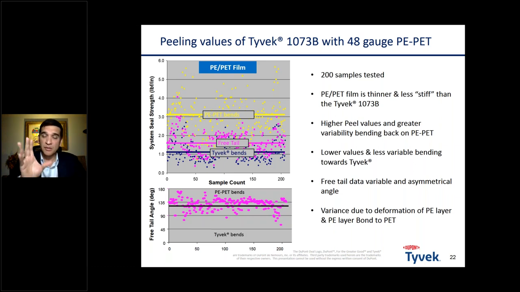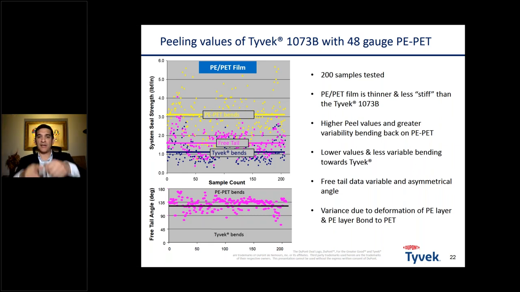I want you to notice a slew of things. We could spend an entire hour on this chart because it's giving us an incredible amount of information. First, as I'm pulling back this way on the film side, the yellow dots, what you are seeing is a great variability in peel strength data. It just varies because that elastic and inelastic deformation is at its greatest. And so now we are introducing that deformation from the film into the reading that we're having on the Instron.